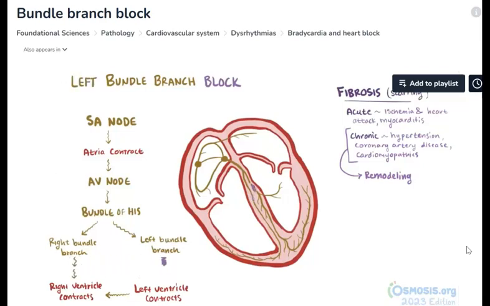If the block happened to be on the left side instead, a left bundle branch block, the signal would be delayed on that side, and so the right ventricle would contract first, and then the left ventricle would contract late.